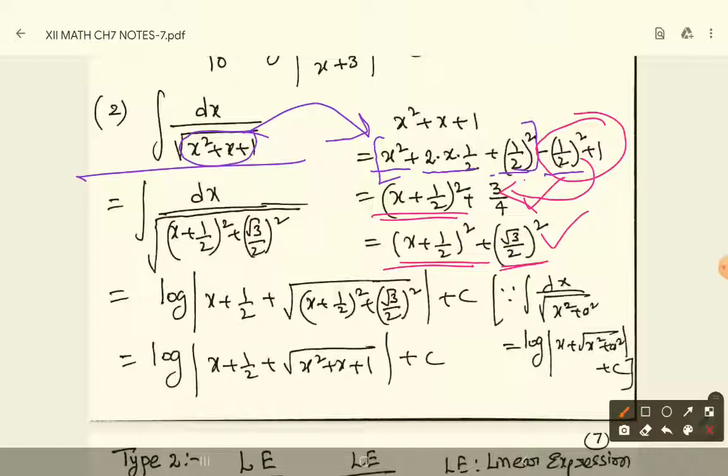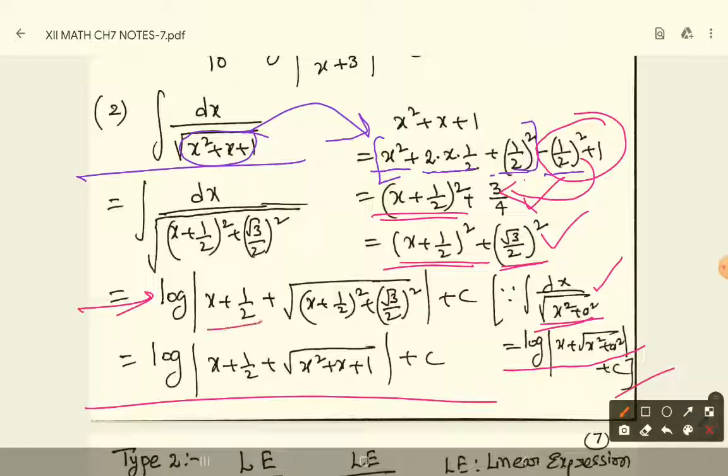Then apply the formula: 1 by root over x square plus a square in the denominator is log mod x plus root over a square plus x square, plus c. So that formula was applied. Then I got x plus 1 by 2. This is the simplification of this one. That's why I copied it as it is. x square plus x plus 1.